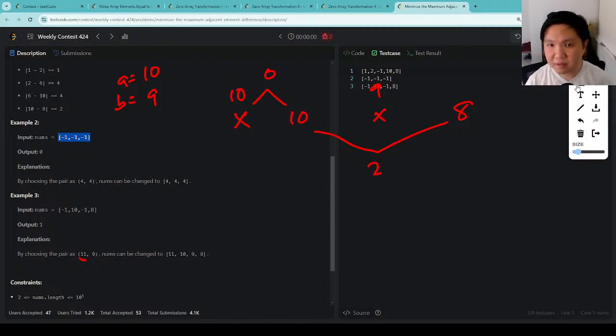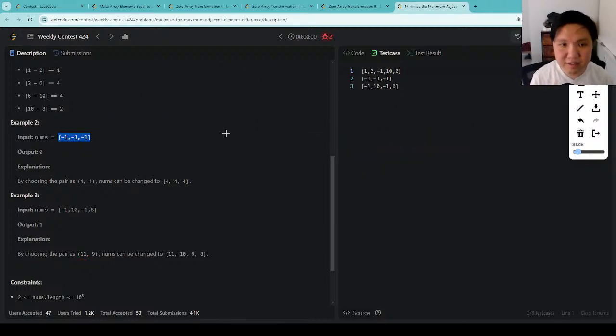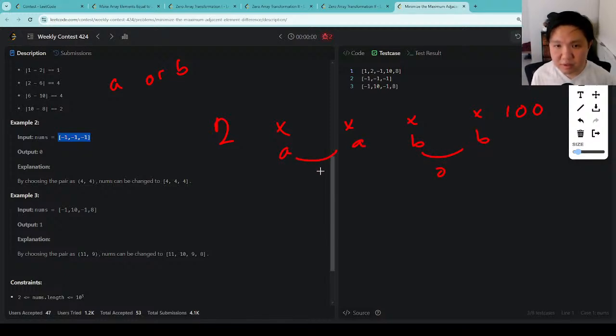Well, I feel like there's a few things to consider here. One thing that jumps out at me right away is that it doesn't matter how many x's there are. Let's say this is 2, x, 100. These x's have to be A or B. So how do you minimize the adjacent differences? Let's say this is A, B, B: these two are 0, this is B minus A, this is A minus 2, and this is 100 minus B.